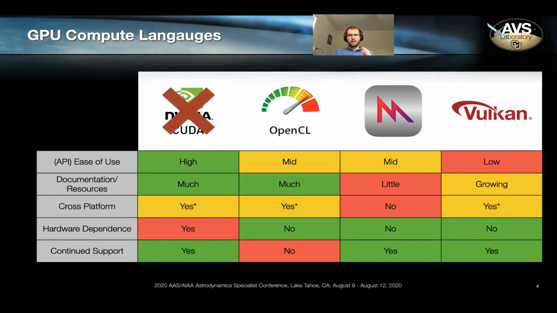OpenCL is a great language. It doesn't have the same limitations as CUDA, but it has poor support for macOS, so excluded. Metal is Apple's graphics and compute GPU API, so it's not cross-platform. That leaves us with Vulkan, which is a hot off the press graphics and compute API. It's got a bit of a steep learning curve, but a ton of opportunities for developer optimization, and there's no hardware and cross-platform dependence. So we're going with Vulkan for this application.